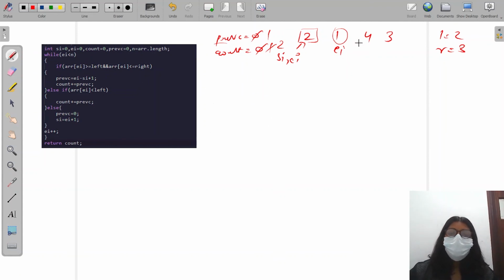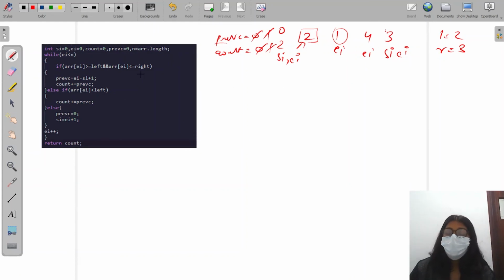Okay, now my EI increases, EI comes here. It checks if 4 is in my range. 4 is not in my range. So I set my previous count to 0 and move my SI to EI plus 1. My SI is here now, and then my EI is increased, my EI is also here now. It checks if this ARR of SI, that is 3, is in my range. Yes, it is in my range.